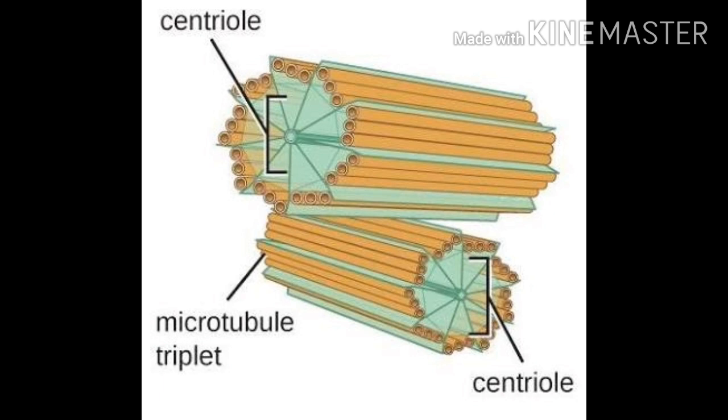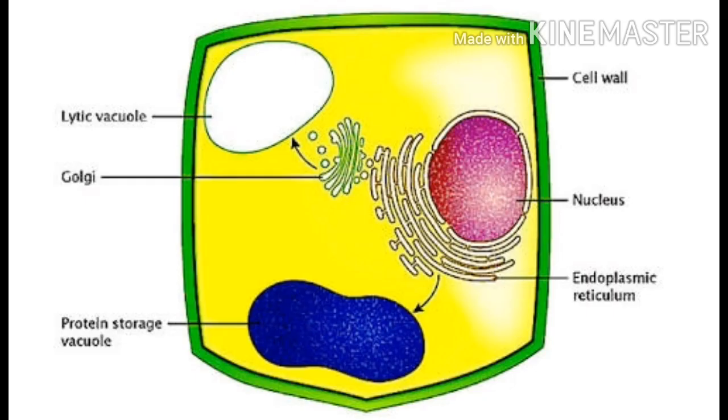So here you can see the structure of the centrioles. They are perpendicular to each other. It means that they are making a 90-degree angle with each other. The main role of the centrioles and the centrosomes is the division of the cell. They can divide the cell. This is the main function of the centrioles and the centrosomes.